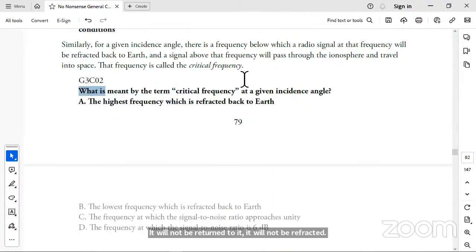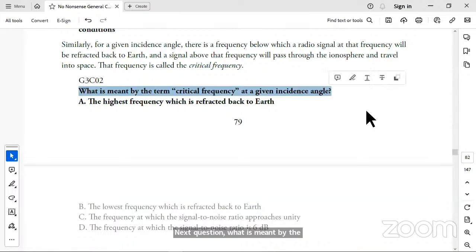Next question, what is meant by the term critical frequency at a given incidence angle? So that is the highest frequency which is refracted back to Earth or bounced back to Earth. If we go higher than that frequency, it will not be refracted, right? So critical frequency.